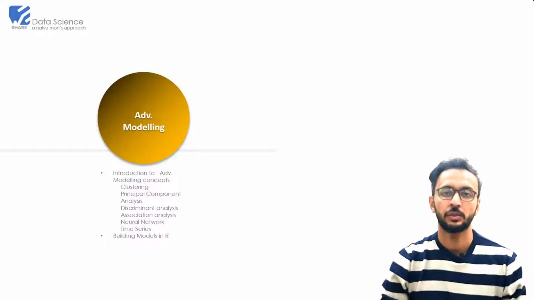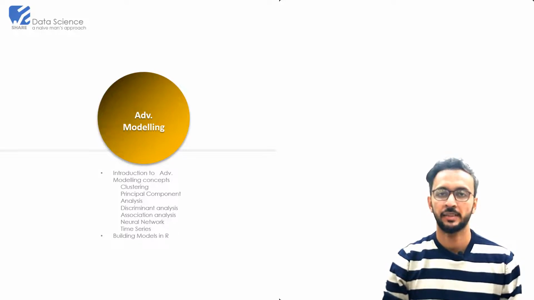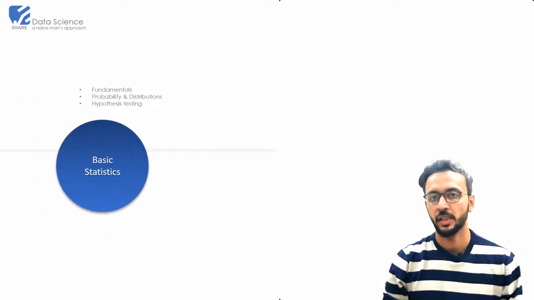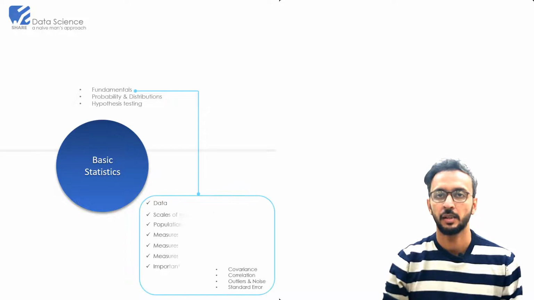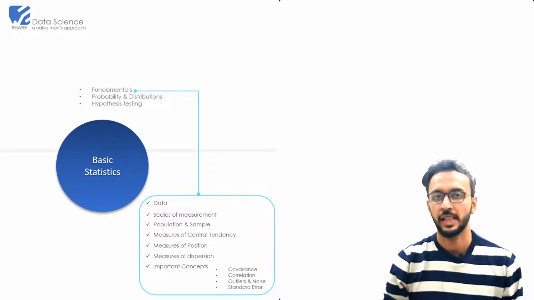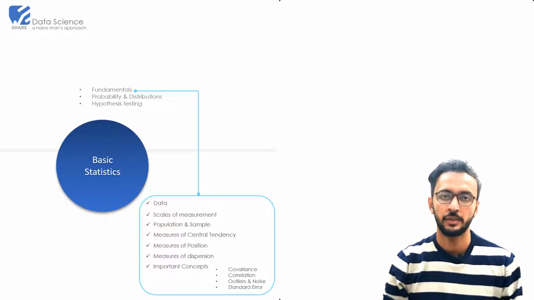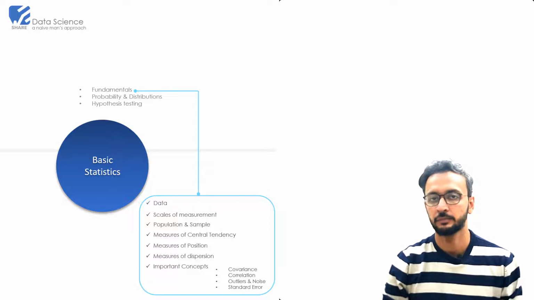And now as usual, let's quickly refresh what we have covered so far in the 3 modules. So the first module was about basic statistics. Here in the first section, which was about fundamentals of statistics, we discussed data, scales of measurement, population and sample, measures of central tendency, measures of position, measures of dispersion, and a few other important terms such as covariance, correlation, outliers, noise, and standard error.